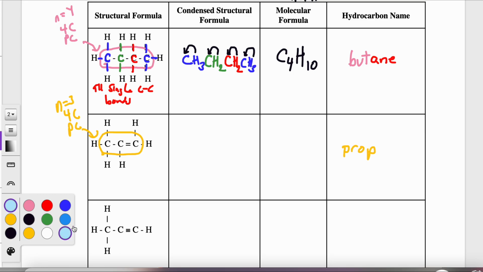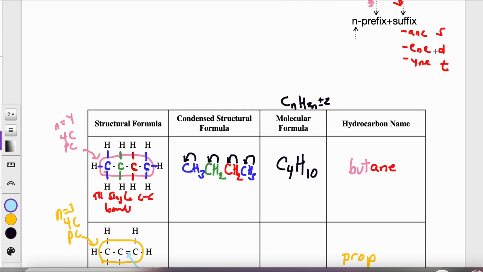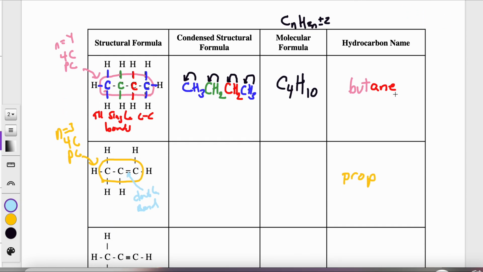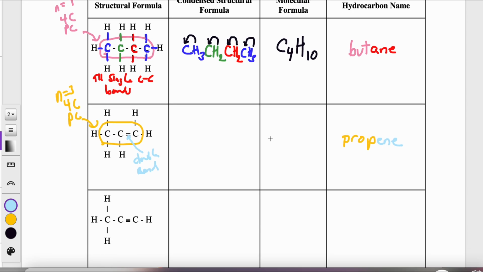And when I take a look here, I see that not all the bonds are single. Not all of them are single. I see it looks like an equal sign, so that means that there is a double bond. And because there is at least one double bond, I can't use ane, okay? I have to use the double bond ending ene. So this would become propene, the organic name.